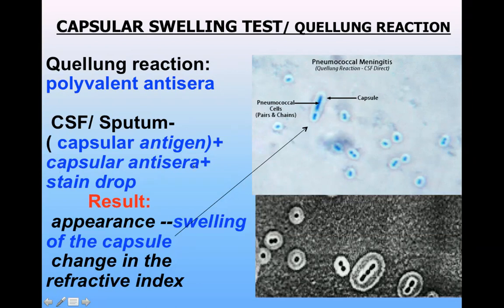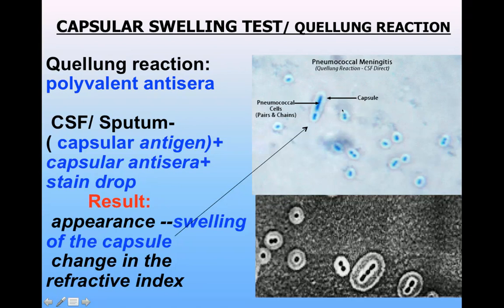You put a drop on the slide, and at the same time, you're going to put a drop of methylene blue or any stain on the slide. You mix all this up, and then you're going to look under the microscope for swelling of the capsule. And if the capsule becomes visible properly, as you can see over here, a well-defined capsule is seen around the Strep pneumoniae. This indicates a positive Quellung reaction and the capsule is there.